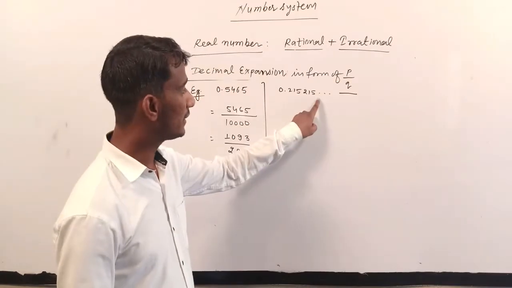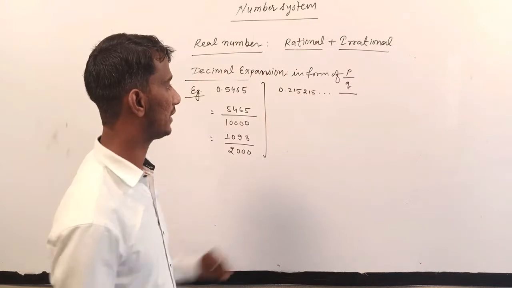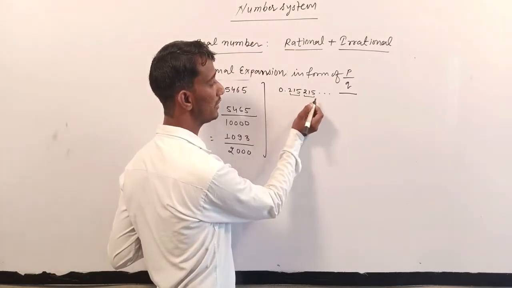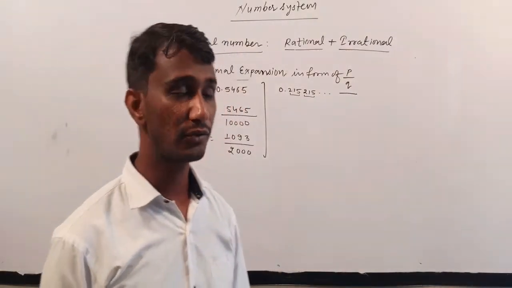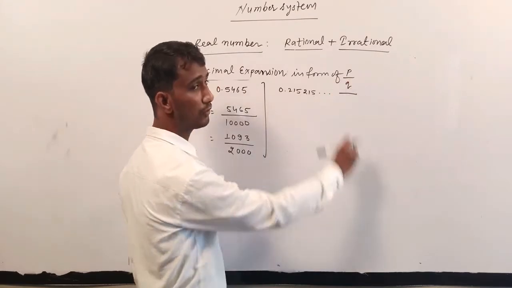215 means this is non-terminating. Division not completed. Digits are repeated. How many digits are repeated here? 3 digits. 215. Okay, students, understand? So how many digits are repeated here? 3 digits are repeated. So how do we write it in the form of p upon q?